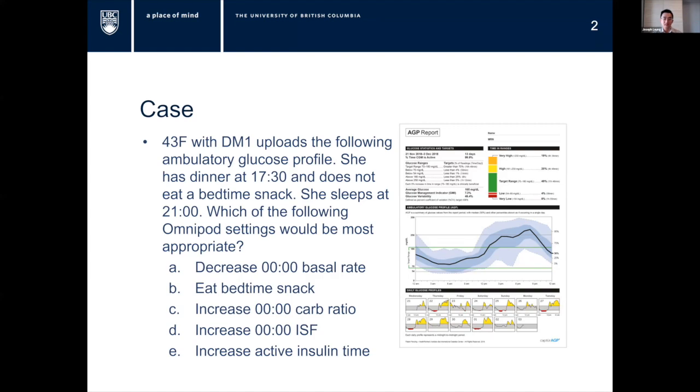A, decrease the basal rate at midnight. B, eat a bedtime snack. C, increase the carb ratio at midnight. D, increase the insulin sensitivity factor at midnight. And E, increase the active insulin time. So you can pause this video, think about this for a moment, and then you can continue on.